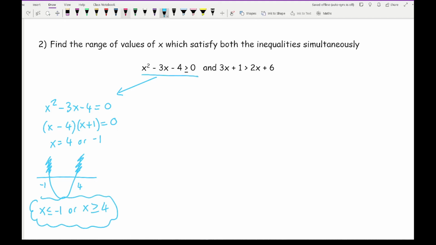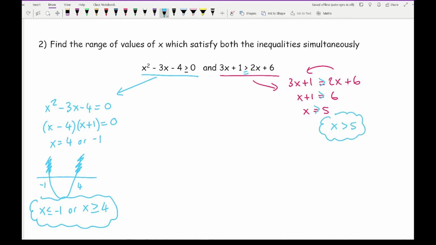And if I then move on to this, in which I've got 3x plus 1 equals 2x plus 6, and then just go on and solve it. So take the 2x over to the side, so I end up with x plus 1 is equal to 6. So then x equals 5. And then if I replace the inequality with what it was originally, I've got x is greater than 5.